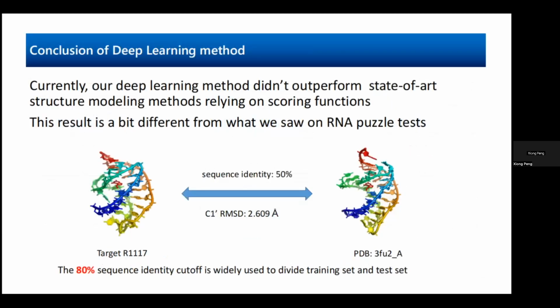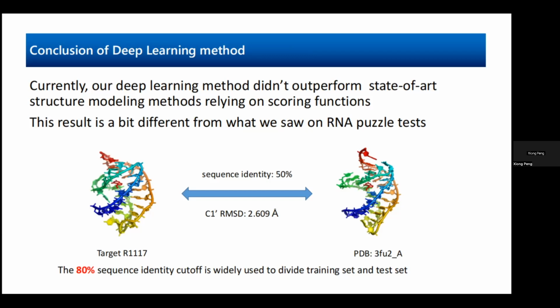Here's a simple conclusion. Currently, our deep learning method didn't outperform state-of-the-art structural modeling methods relying on structural sampling and scoring functions. This result is a bit different from what we saw in the RNA-Puzzles test before the CASP. We are wondering about the reason. It may be because in our puzzle tests, we used an 18% sequence identity cutoff to divide the training set and the test set. But this cutoff may not be strict.